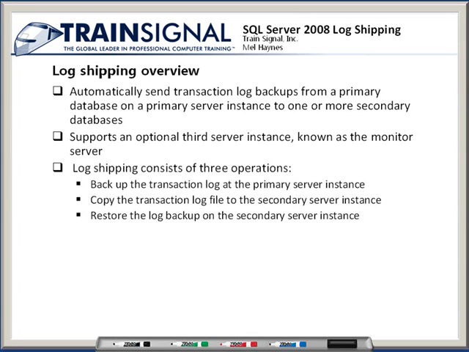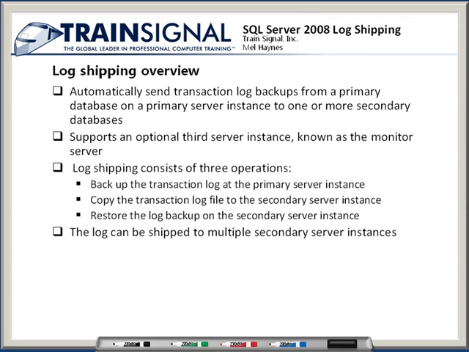Fourth, log shipping consists of basically three operations. You back up your transaction logs to some centrally available location. You then copy those transaction logs to your secondary server, or possibly just to a second folder within your secondary server. And then third, you restore those log backups onto the secondary server instance's copy of your database. So those are the automatic things that are involved with log shipping.